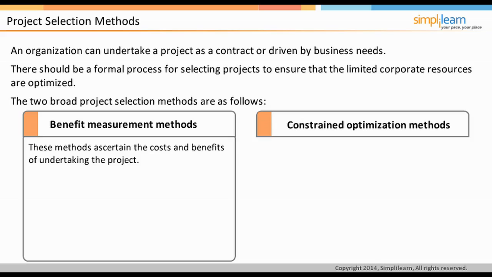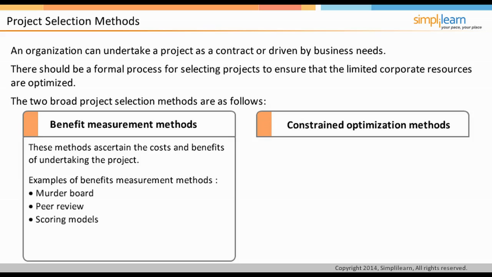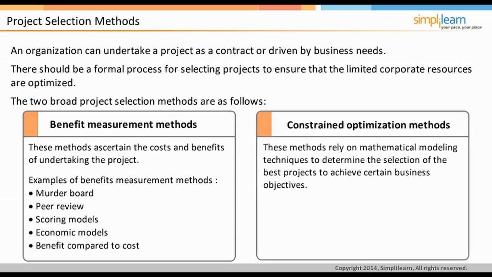Broadly, the benefit measurement methods focus on ascertaining the costs and benefits of undertaking the project. The methods under benefit measurement method include murder board, where a panel of experts shoots down a new project idea, peer review, scoring models, economic models, and benefit compared to cost. The constrained optimization methods rely on mathematical modeling techniques to determine the best selection of projects to achieve certain business objectives. The methods of constrained optimization method include linear programming.